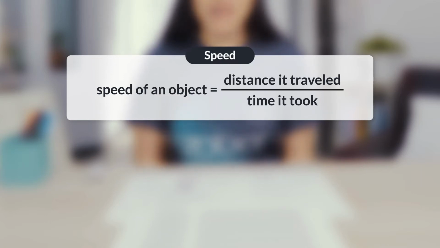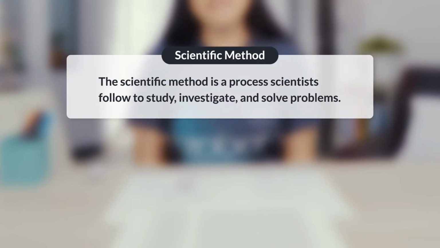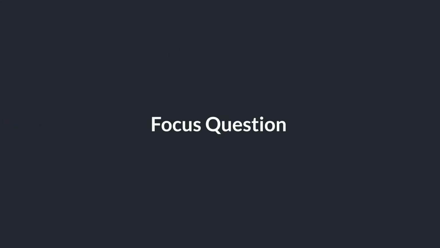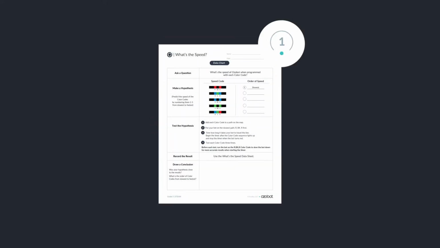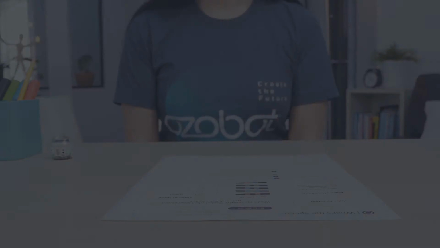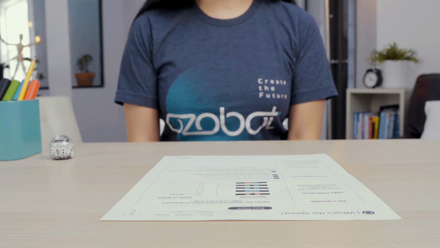You will use the scientific method to learn about the speed of your bot. The scientific method is a process scientists use to study, investigate, and solve problems. Let's get this investigation started.